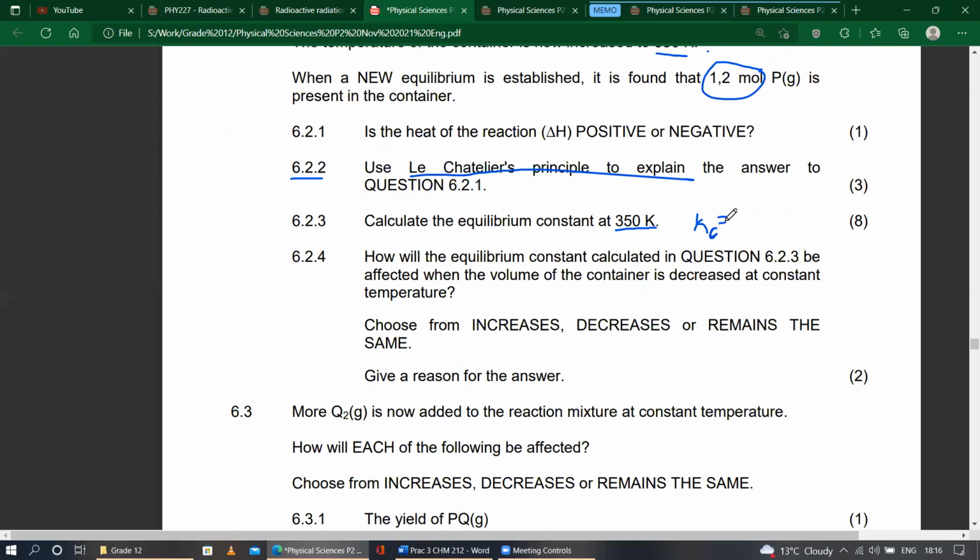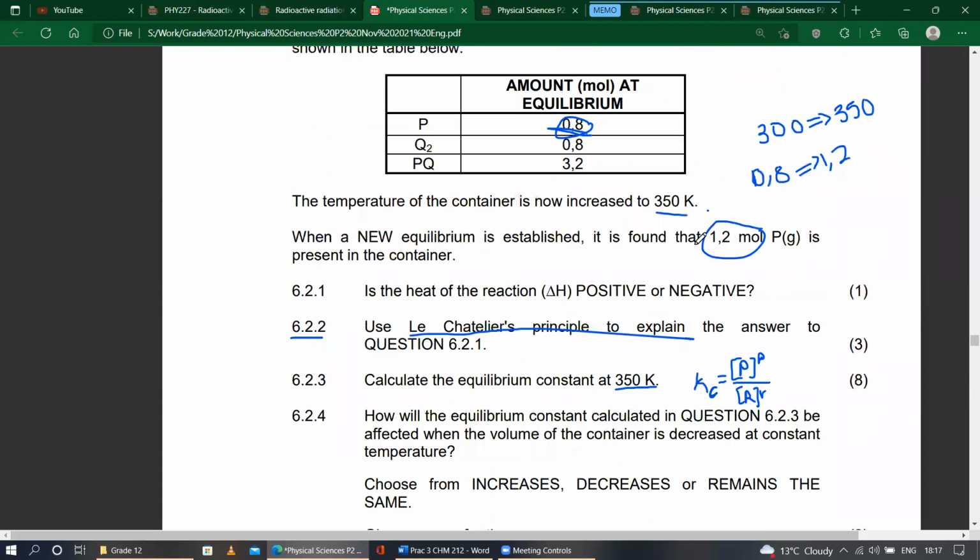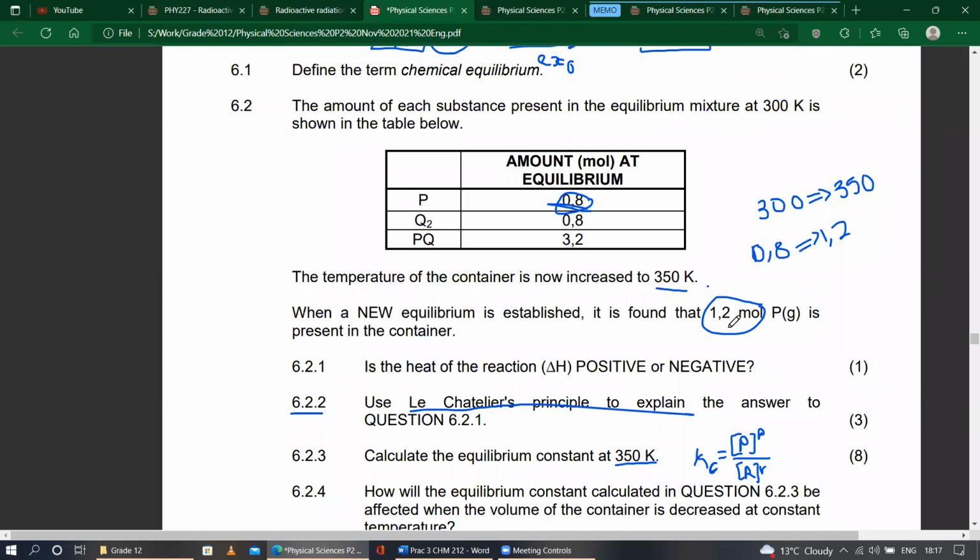So Kc is gonna be the concentration of the products, to the exponent of the coefficient of the products, divided by the concentration of the reactants to the exponent of the coefficient of the reactants, right? So here we know that our number of moles at equilibrium is gonna be 1.2 moles.